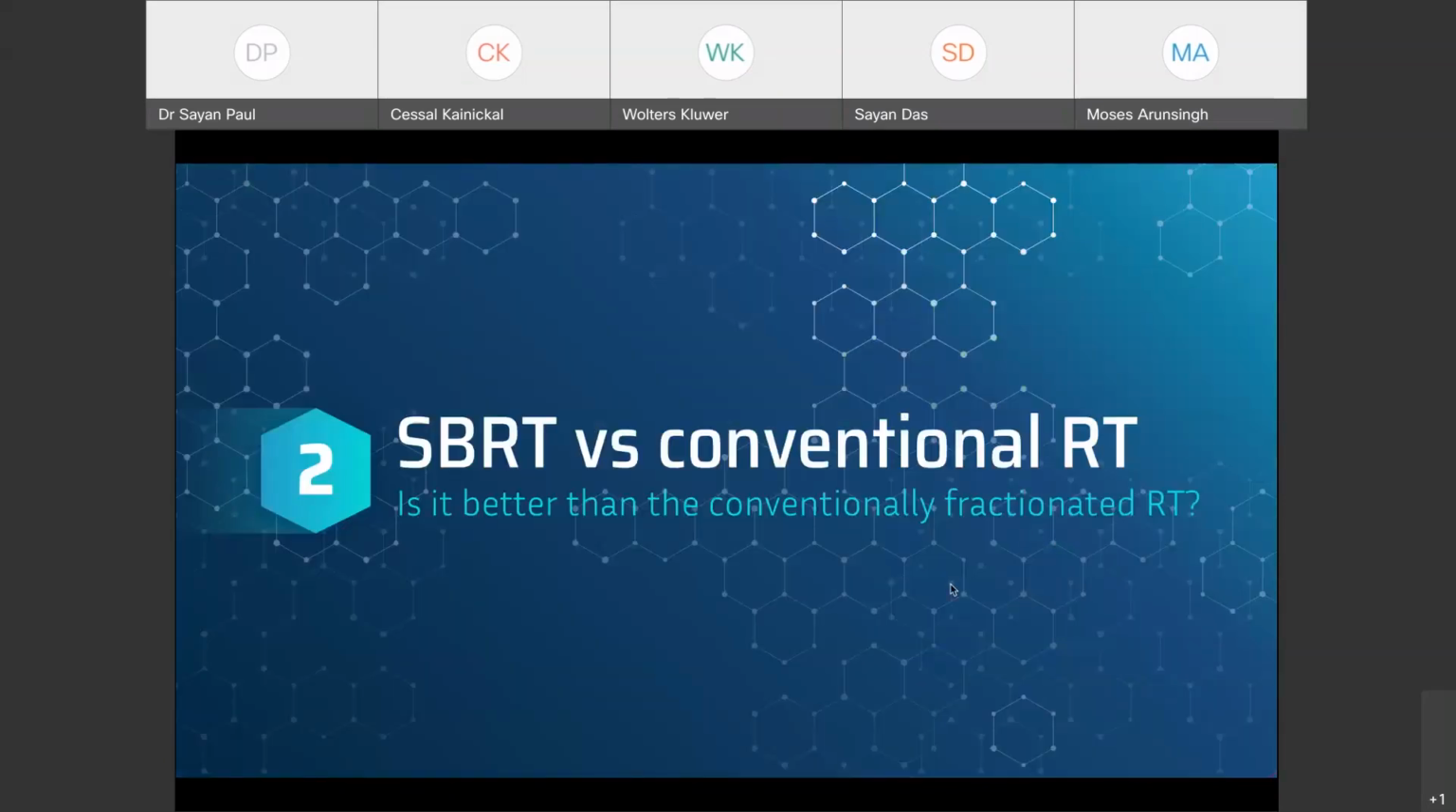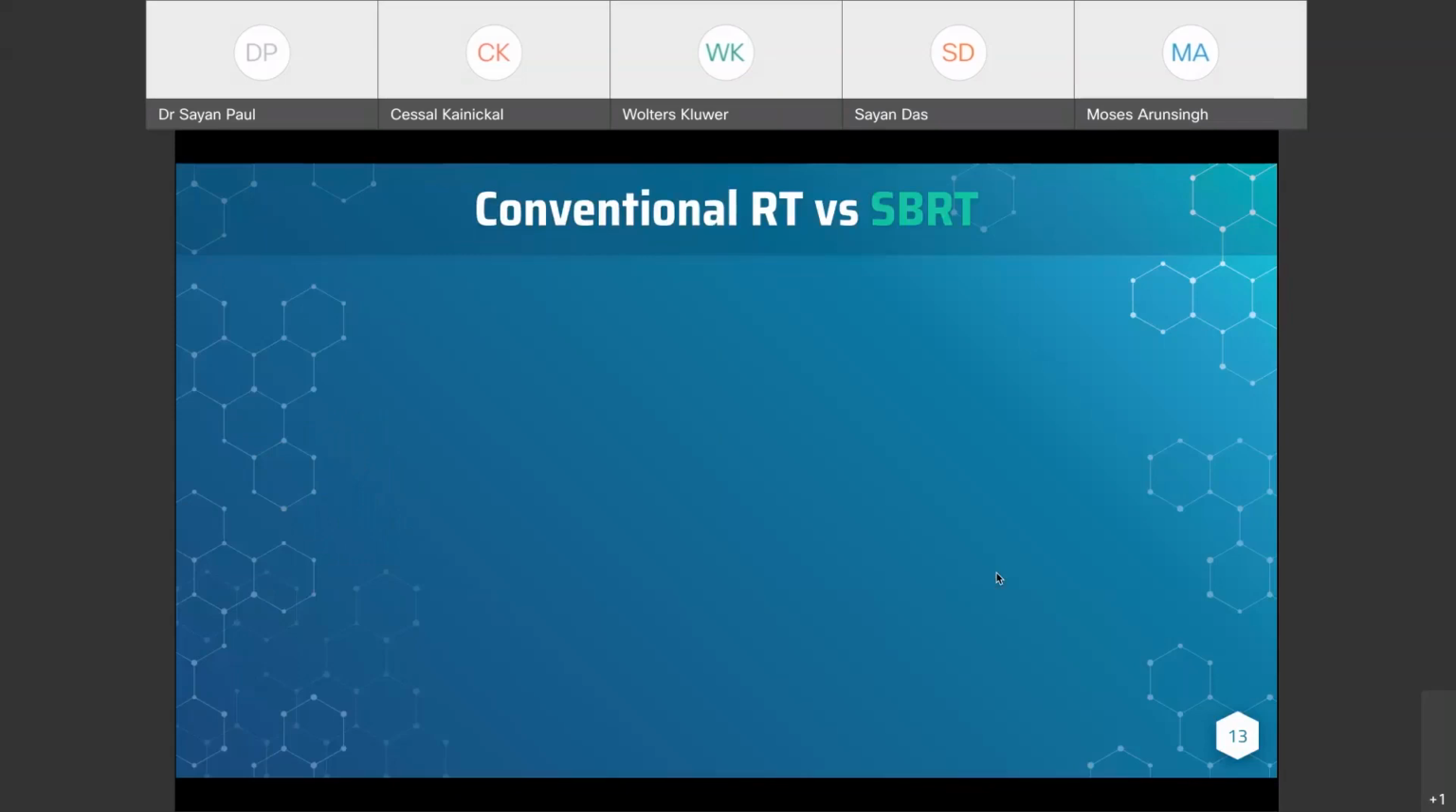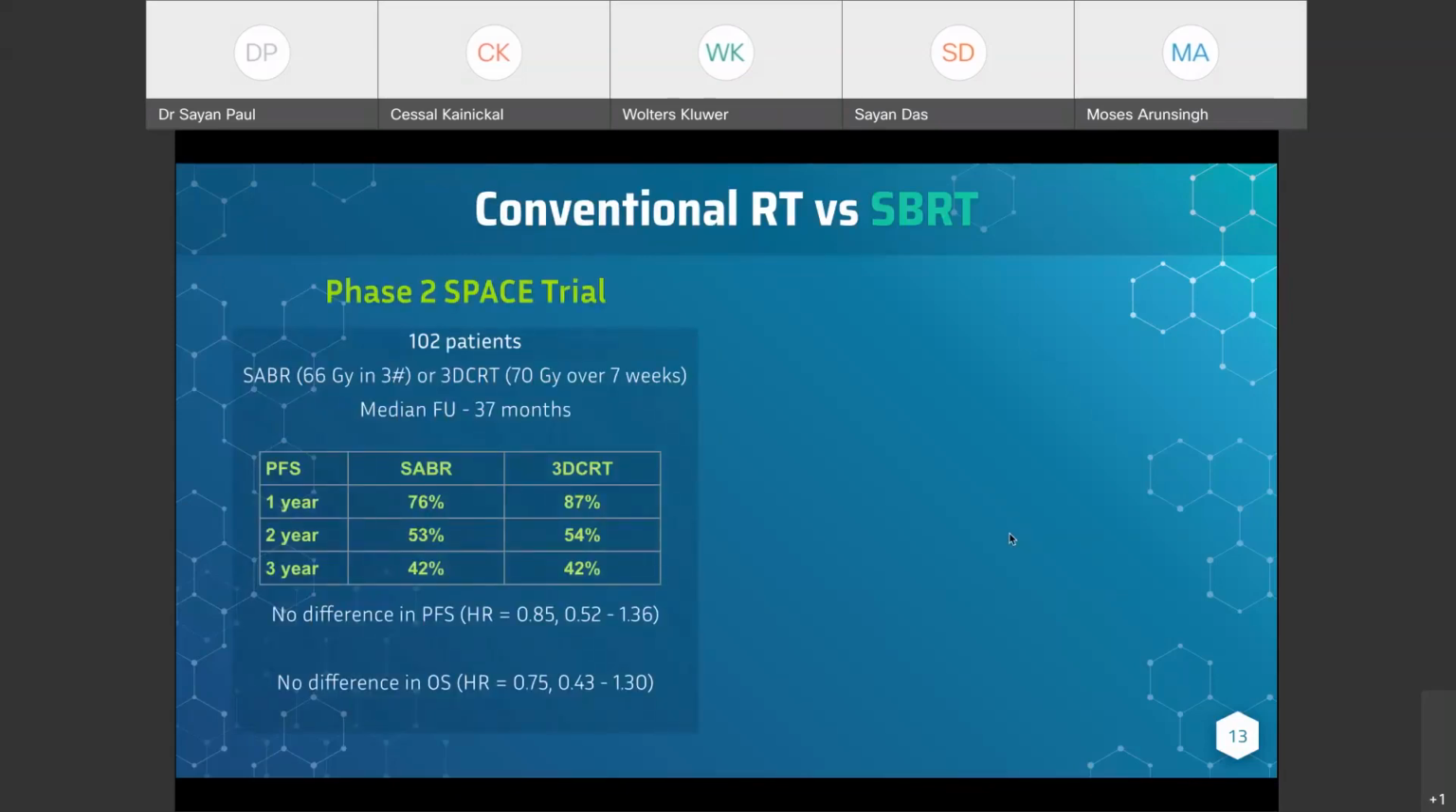But how does it stand against conventionally fractionated radiotherapy? Is it really better than that? So for that we have 2 proper trials. One is the phase 2 SPACE trial. This randomized 102 patients to SABR versus 3D CRT. You can see PFS rates were similar, and also overall survival did not show benefit in this trial.